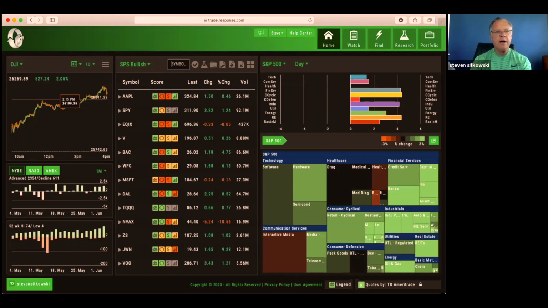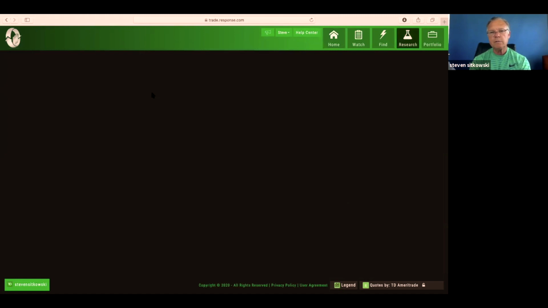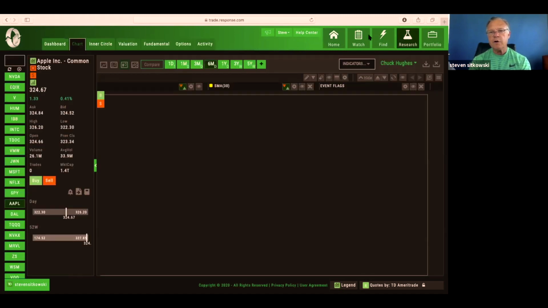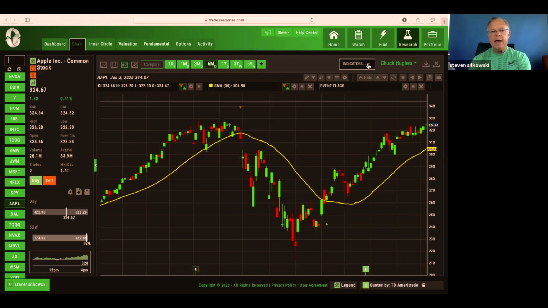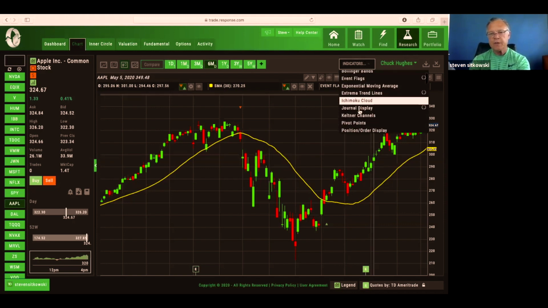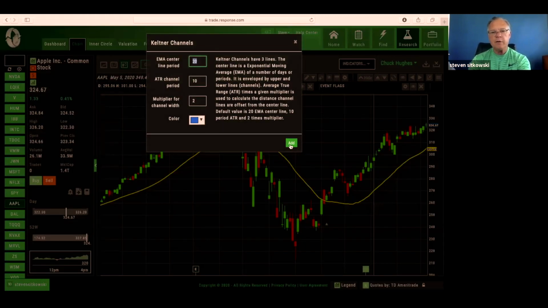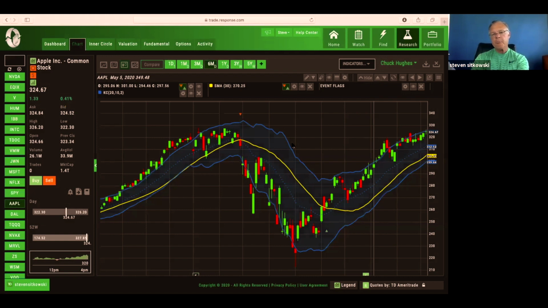So let me bring up the software and let's look at a chart. So this is a chart on Apple. And all we have on here right now is something known as a moving average. That's a 30-day moving average. And I'm going to go into indicators. And I want to show you what a Keltner channel looks like, okay?